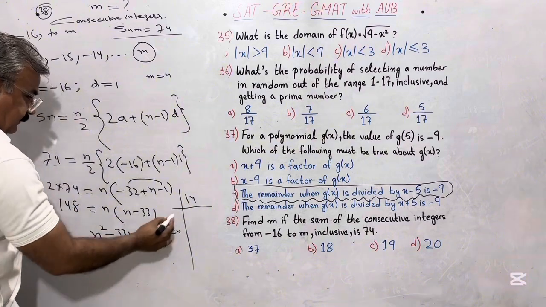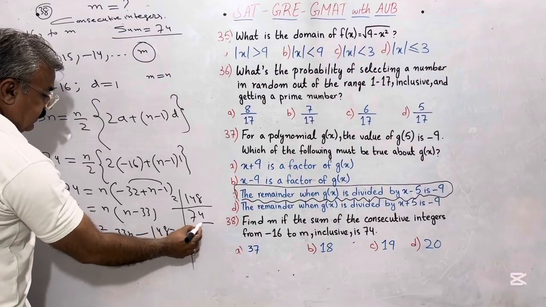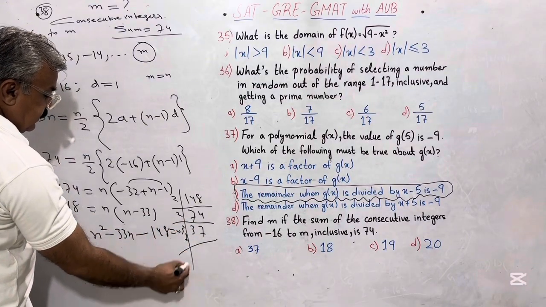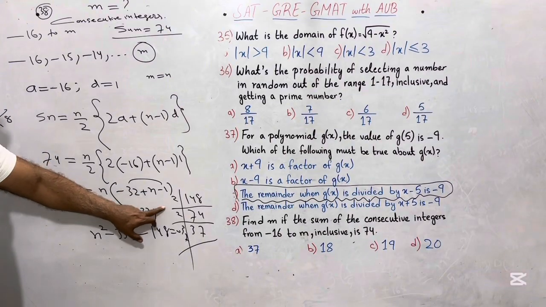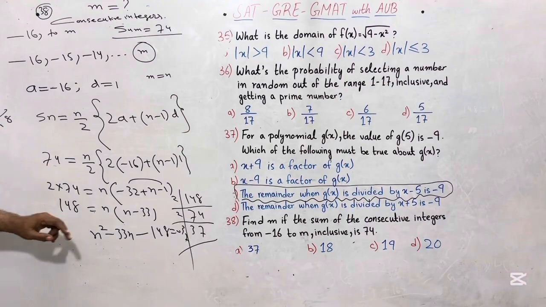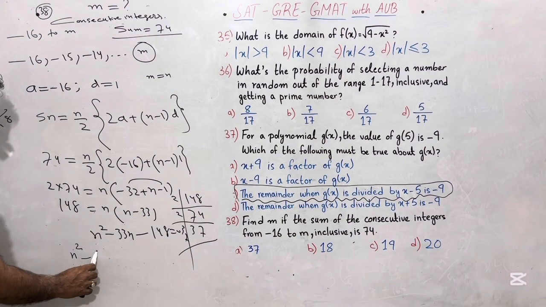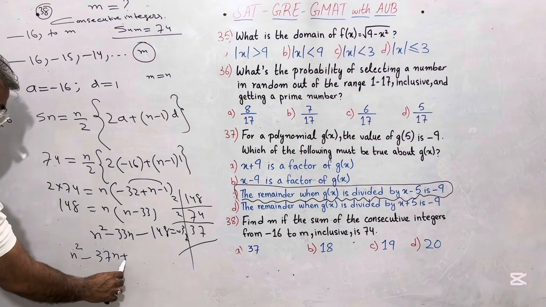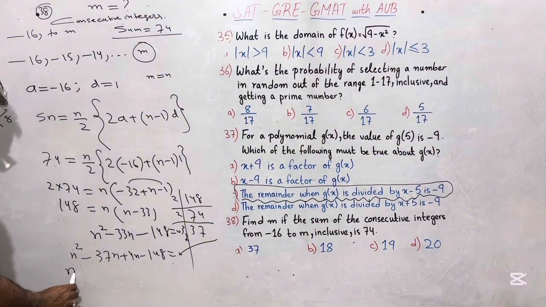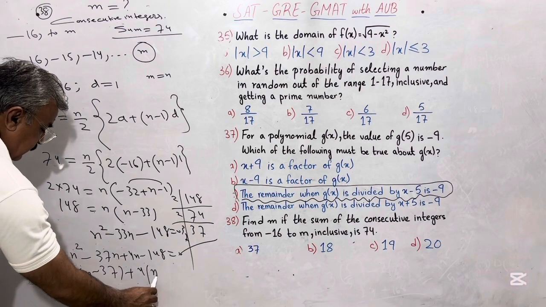To break the middle term or whatever is possible, or apply quadratic. Applying table of 2, 3 and 7, and here is 37. So we have factors 4 and 37. If we subtract 4 from 37, we are going to get 33. It is our n square minus 37n plus 4n minus 148 is equal to 0. N common, n minus 37, plus 4 common, we have n minus 37.